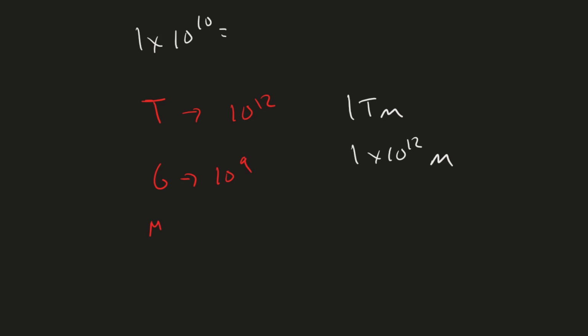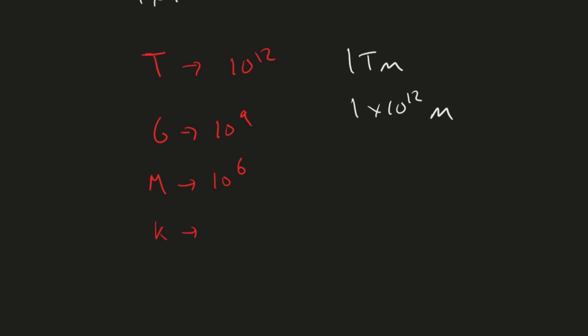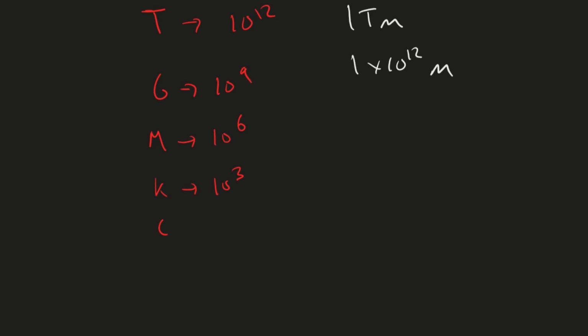You've got M, capital M, which is mega, and that is 10 to the power of 6. You've got kilo, which is k, and that is 10 to the power of 3. So if you think of a kilogram, that is 1 times 10 to the power of 3 grams. So like I said, you should be familiar with a few of these already.